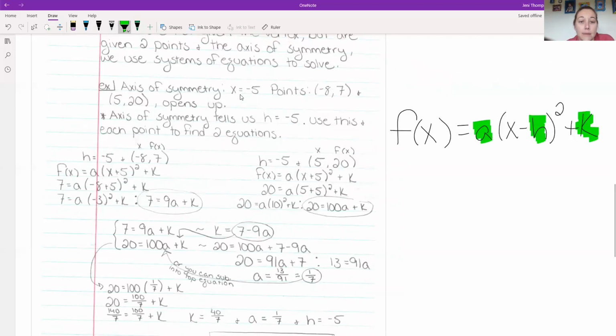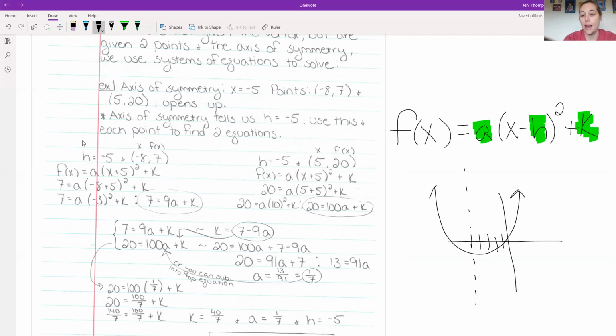If we're given our axis of symmetry, that's the line that goes straight through a parabola. If the axis of symmetry is x equals -5, well, what does that look like? Here's our coordinates, right? Here's our axis of symmetry. That means this line is cutting a parabola in half, which means we know that our vertex is going to lie on that line, right? If our axis of symmetry cuts it right in half, then our vertex lies on that line. That means we know that h is -5. That's where we get that.